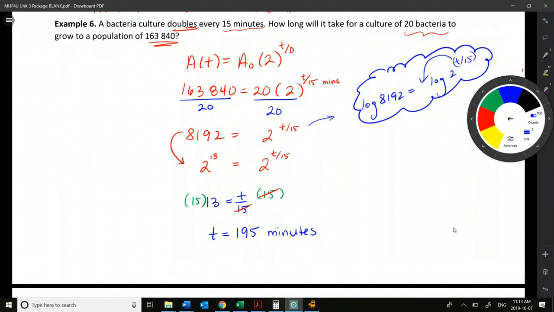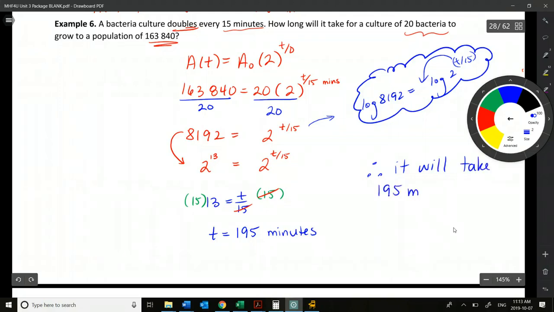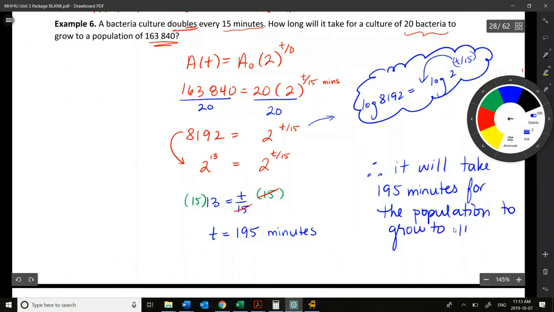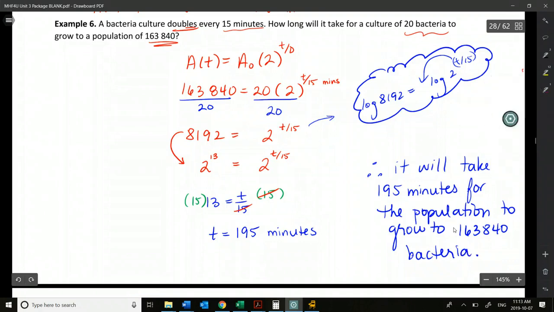So 195 minutes is going to be our final answer here, or 3.25 hours, basically. Okay, so we'll just finish that off with an interpretation of our final answer here, using a therefore statement.